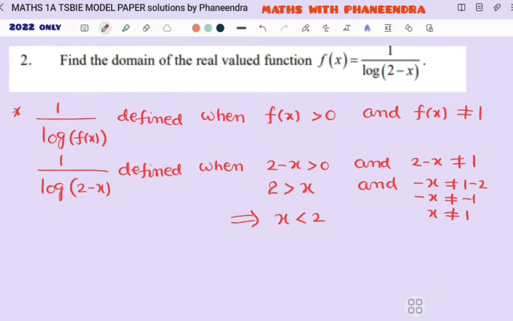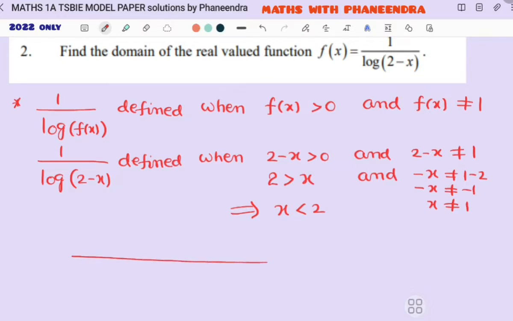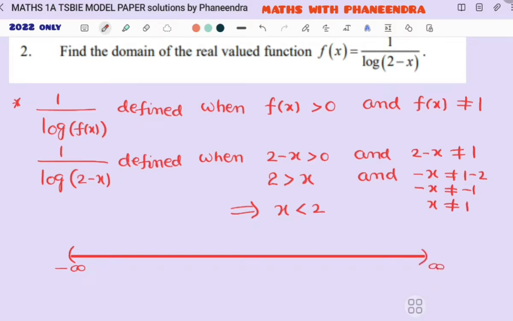Just I'll draw the real number line. This is minus infinity and this is plus infinity. Here the number 2 is there. This is 2, this is 1. x is less than 2, that means from here to here. In this, x is not equal to 1.